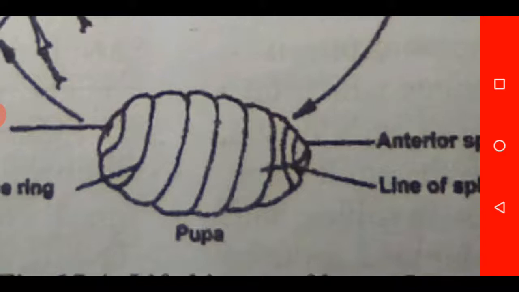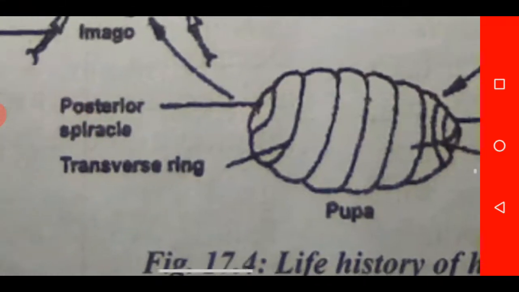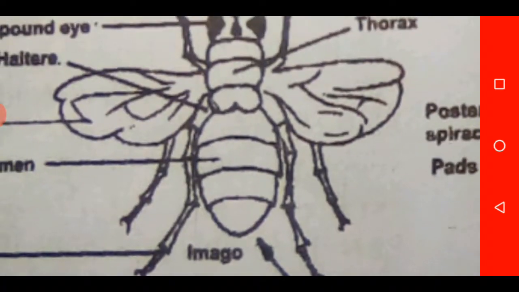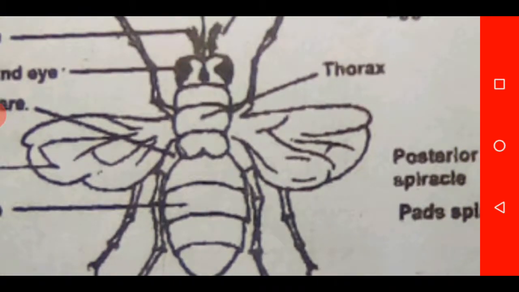After this is the pupa stage of a housefly. As you can see, it is inside a case. We have the anterior spiracle, the line of split, then we have the posterior spiracle and transverse ring. So this later will split open, and the adult housefly will come out of the puparium. This is the adult stage, which has been fully developed.